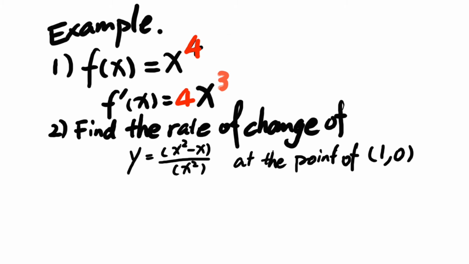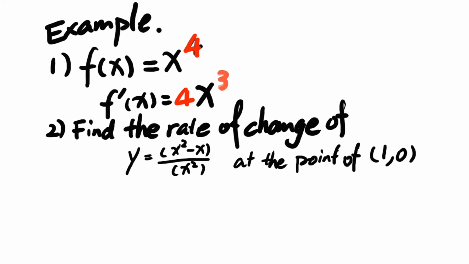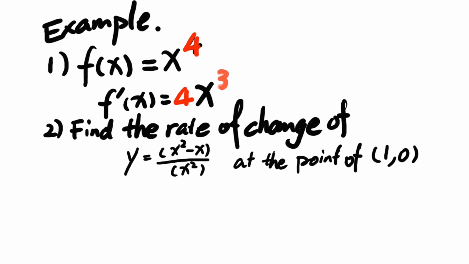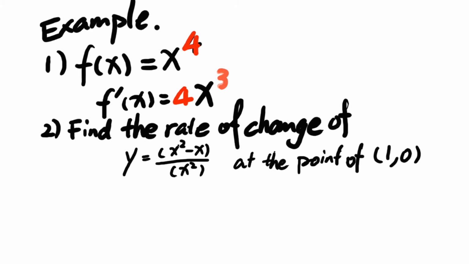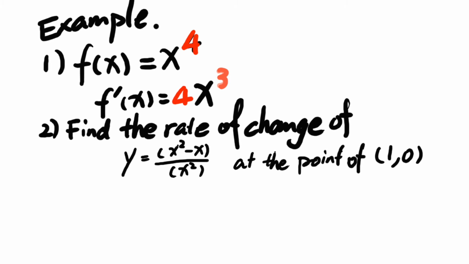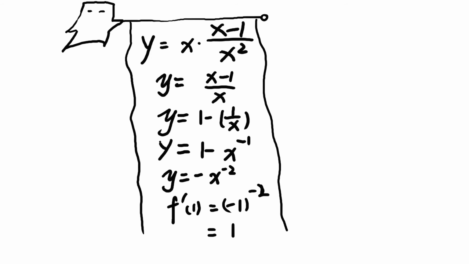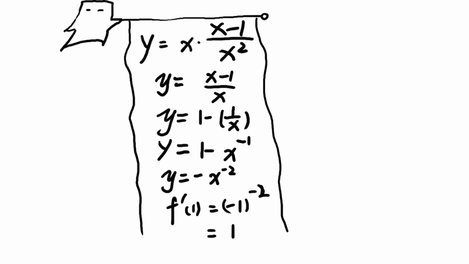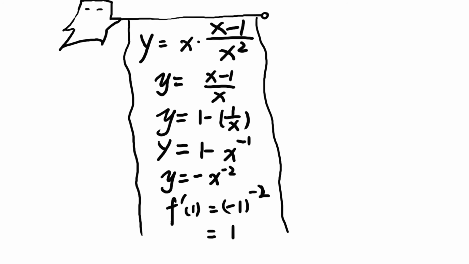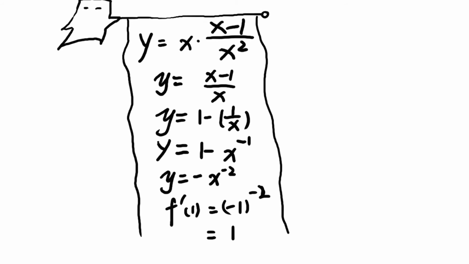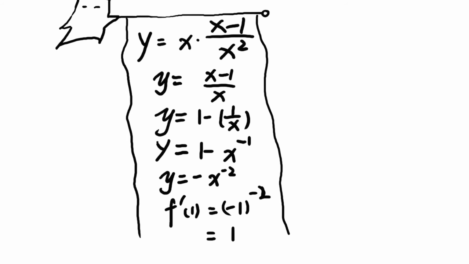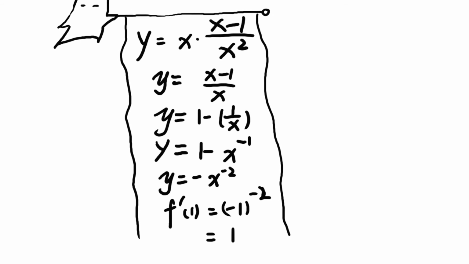And second question, find the rate of change of y equals (x squared minus x) over x squared at the point (1, 0). So basically this one, we can use the knowledge from limits. We have to factor it out. So y is equal to x times (x minus 1) divided by x squared. And then we can cancel the x from the numerator and the denominator. So we get y equals (x minus 1) over x, which is 1 minus 1 over x.